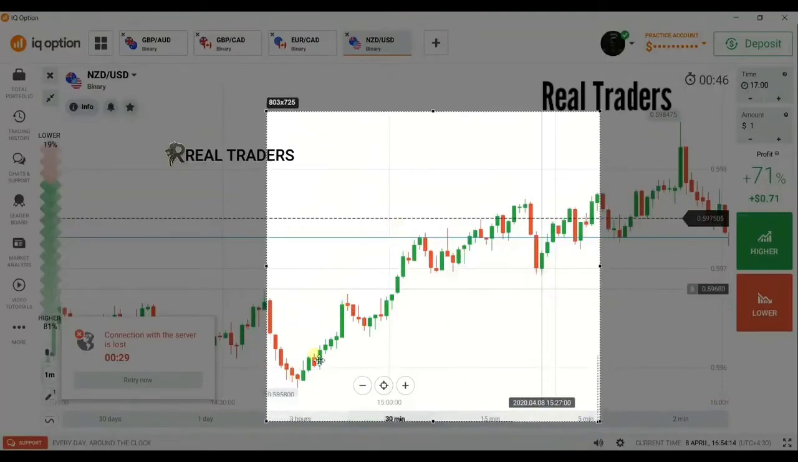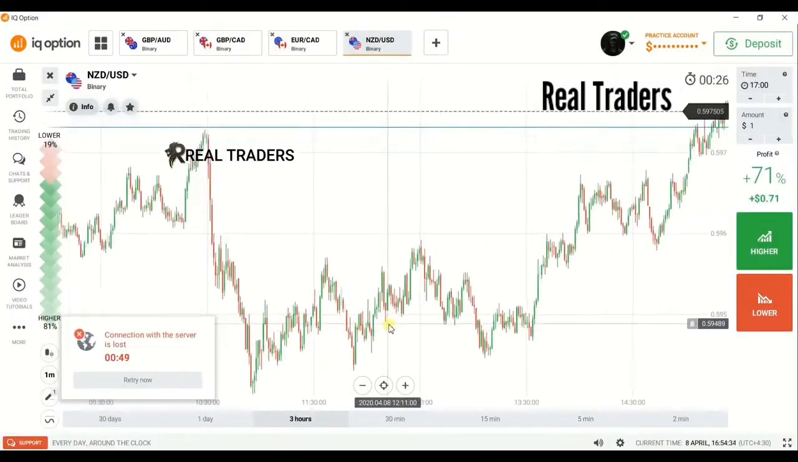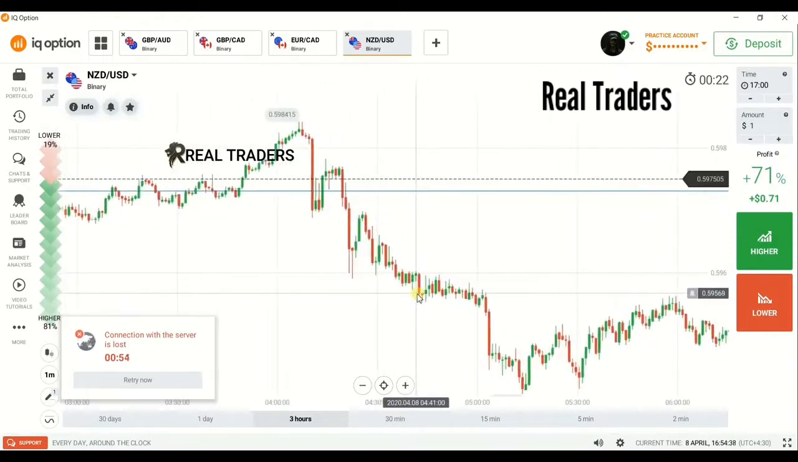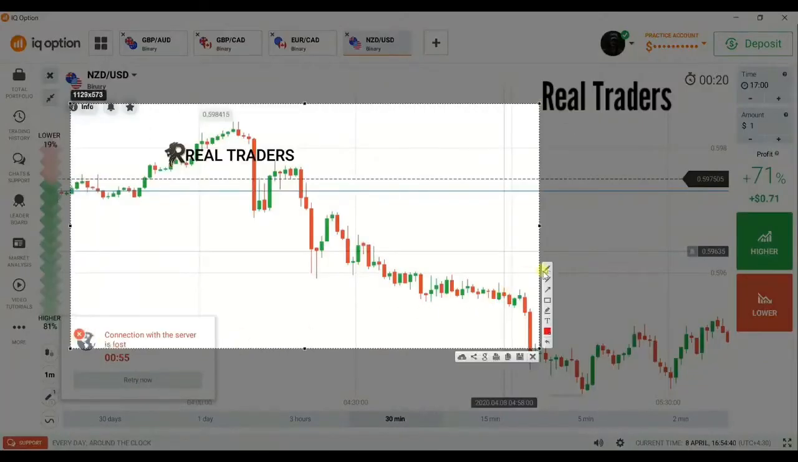It is following this pattern. In this pattern, the market didn't respect the previous resistance and it broke the level because of this pattern. And also in a downtrend, we have this pattern. In a downtrend, we have this pattern.